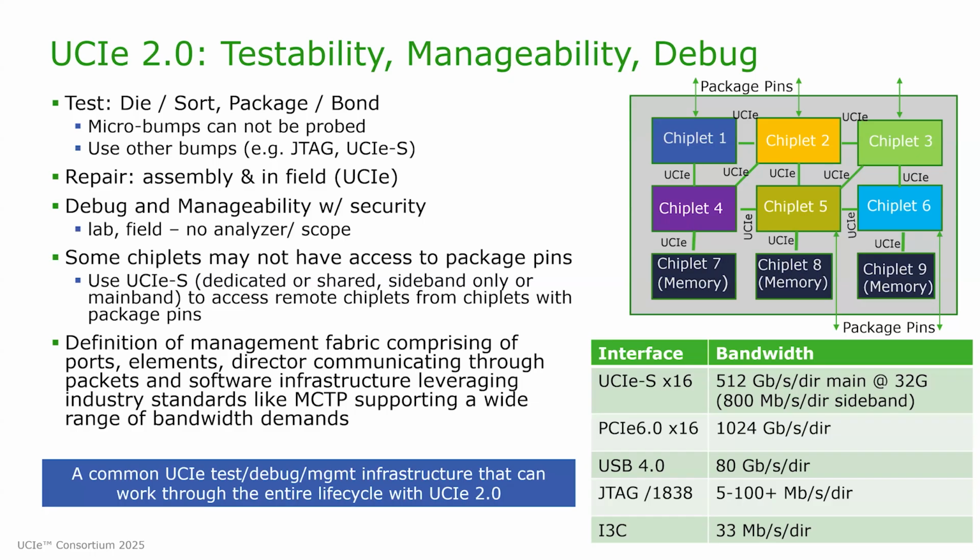Now let's take an example of testing. If you want to test with an ATE tester, you can probe bumps, and that's fine. That's a well-known technique. But you can't probe micro bumps, especially when the bump pitch goes towards 25 micron or even 9 micron down with the UCIe 3D. So we had to be innovative and use other bumps. As you can see in the table here, these are some of the other bumps that we use. With the UCIe standard, you can do PCIe, you can do USB, and so on. You can use that to launch your test vectors and test the UCIe infrastructure along with, of course, the rest of the chiplet.